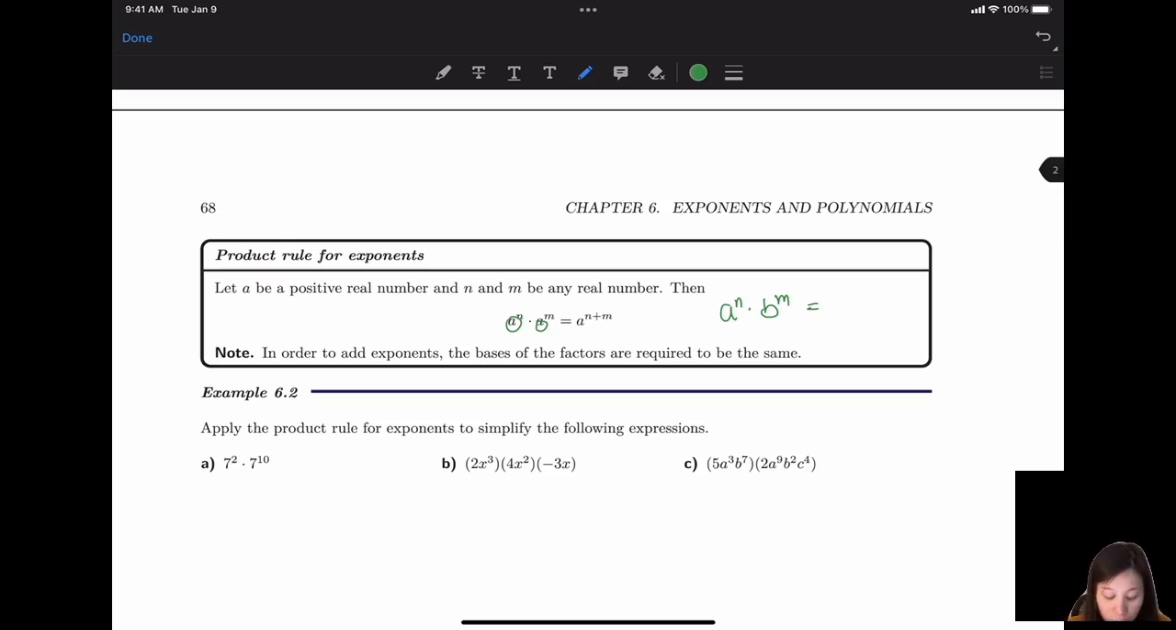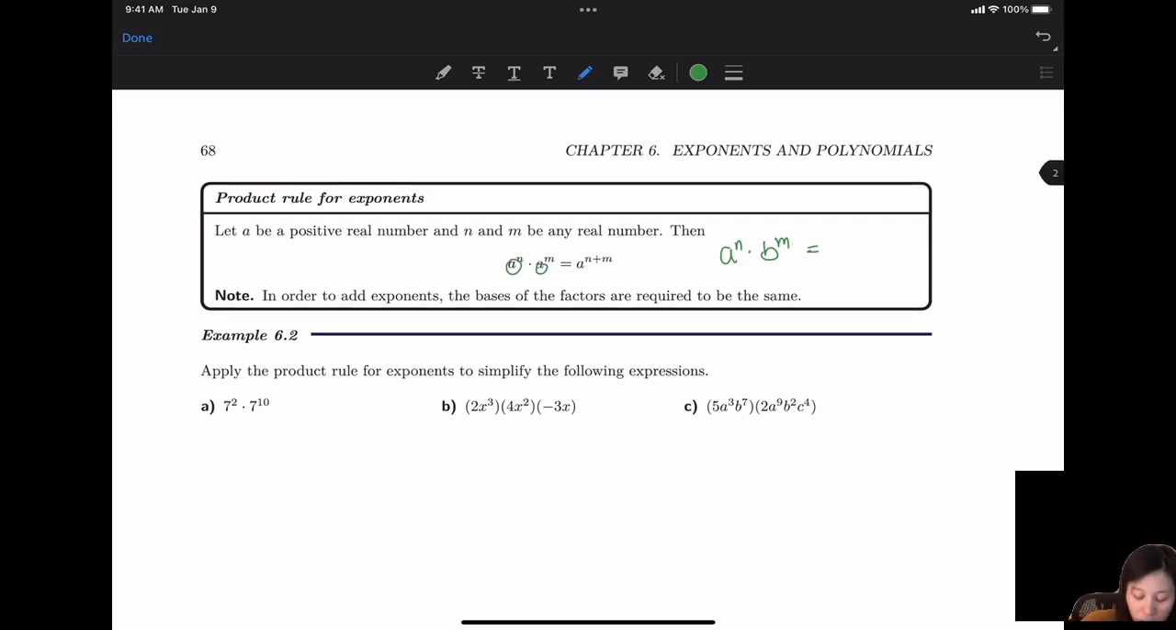Okay, apply the product rule for the exponent to simplify the following expression. So this is equal to what? 7, since they have the same base. So we have 2 plus 10, which is 7 to the 12th. In here, the base is different, but this is multiplication, right?